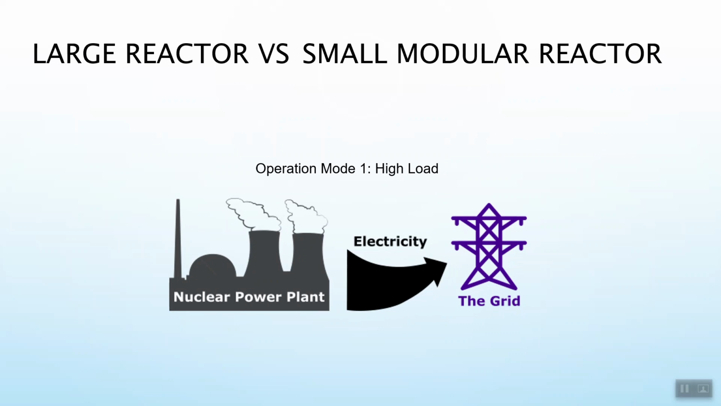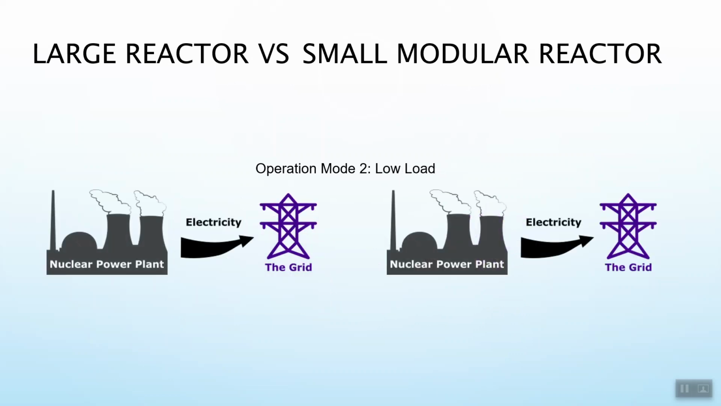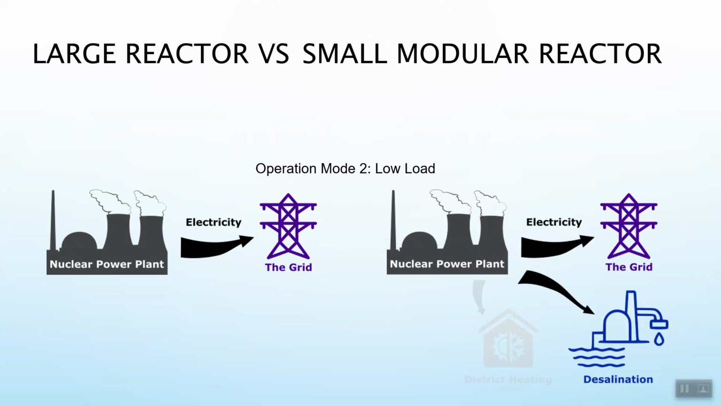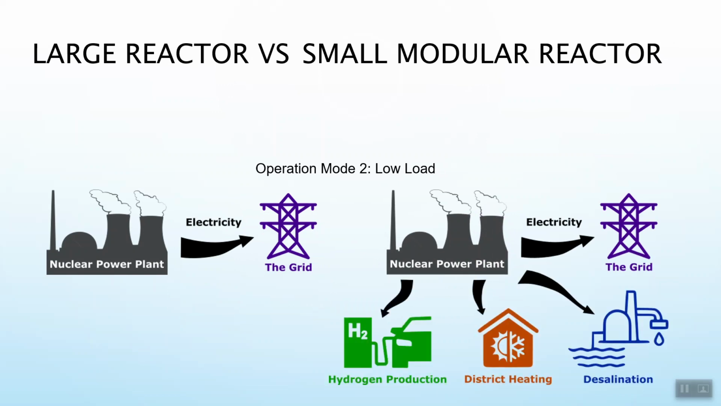Let's compare how a large reactor and a set of small modular reactors can be used as a load-following capacity. Say the electricity demand is high. Both reactors perform the same function. All of the electricity goes to the grid. When demand is low, the large reactor can only reduce its output. This isn't viable because its revenue is lower while maintaining virtually the same operating costs. The set of small modular reactors can output some electricity to the grid, but also support desalination, district heating, or hydrogen production, assuming the local economy can support one of those activities.